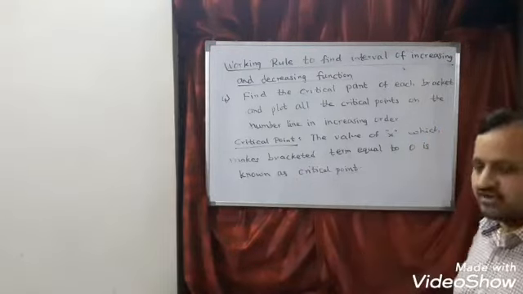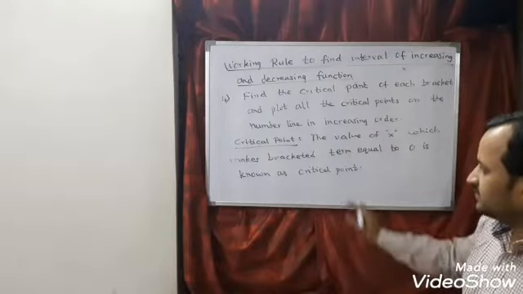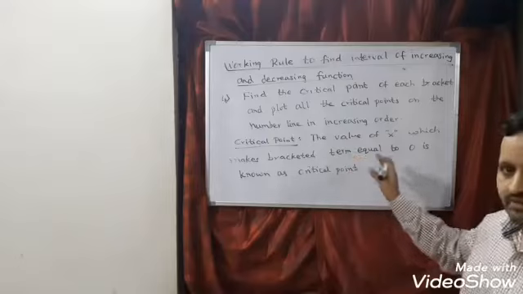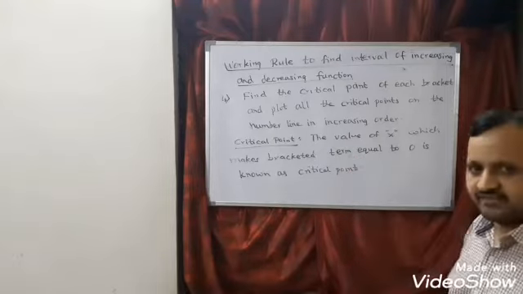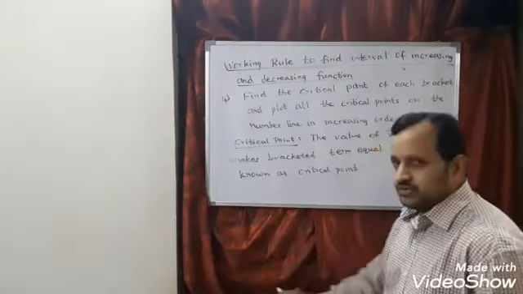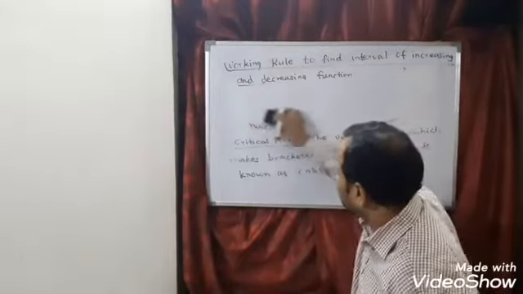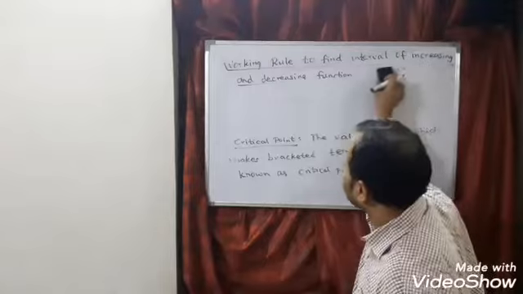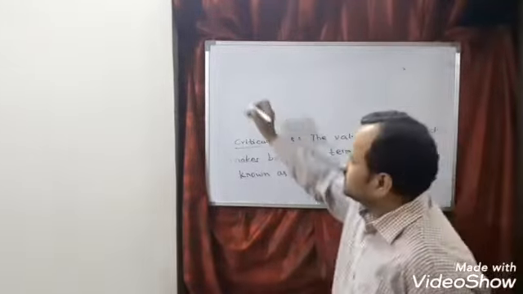So what is the definition of critical point? The value of x which makes the bracketed term equal to 0 is known as critical point. Let us see this definition by some examples. So I am taking some examples to explain what is critical point and how to find critical point.